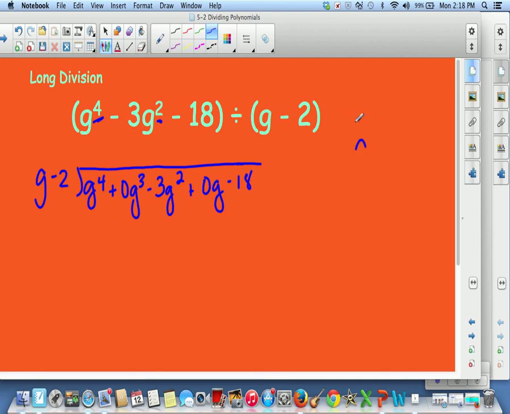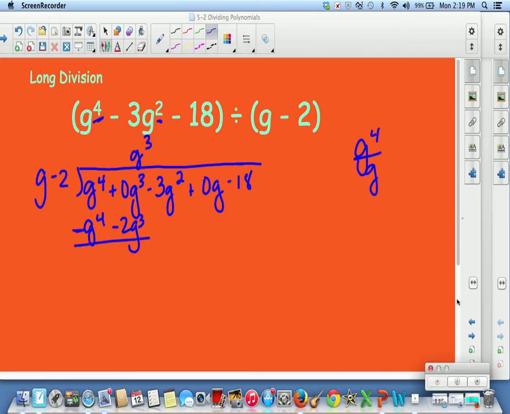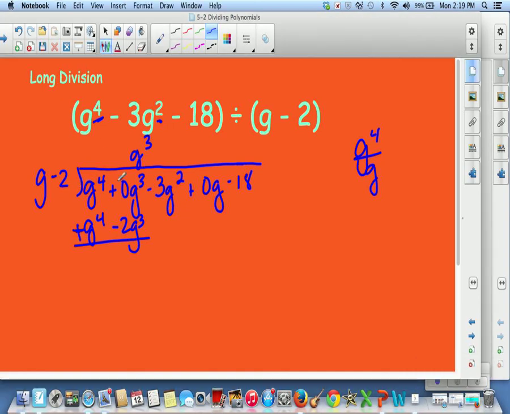So g to the 4th divided by g, again, I'm just looking at these first terms, is going to give me g to the 3rd. So I'm going to go back and multiply these. And then I have a negative 2. So I'm going to subtract here. And when I subtract, again, I'm changing the signs. Oops, subtracting that one. I'll erase that so you don't get confused. So I'm changing the sign, so that becomes a plus. Bring this down.